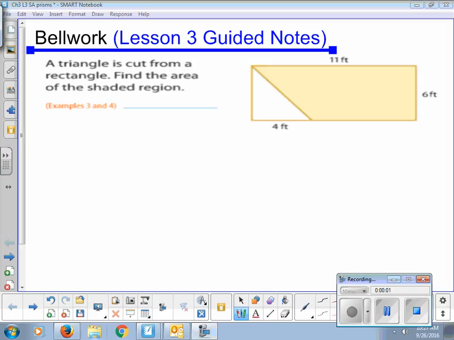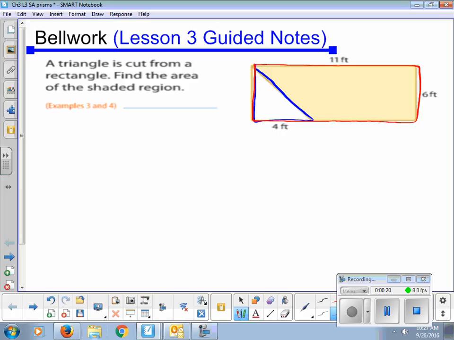For our warm-up for today, a triangle is cut from a rectangle. Find the area of the shaded region. So we want to get rid of this triangle from our rectangle. When you find the area of the rectangle, what formula are we using?